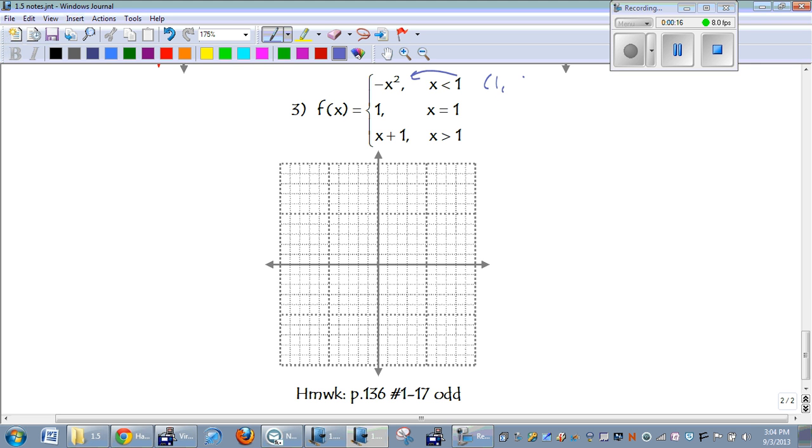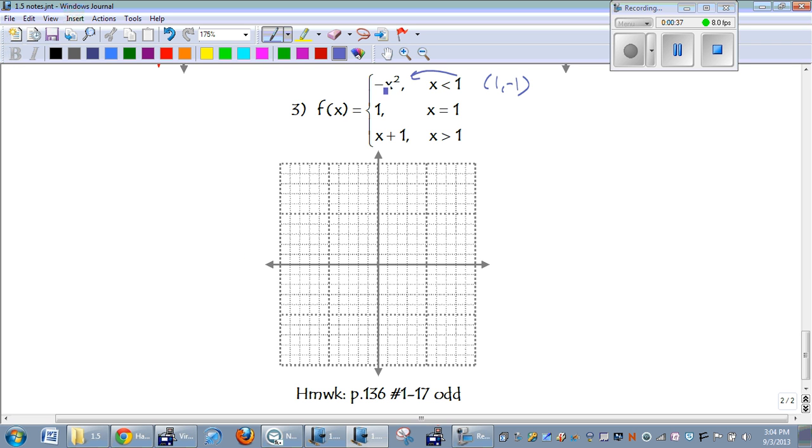Even though we know that's going to be a hole because it's not going to be included, or at least an open circle to start with. We don't know if it's a hole for sure, but it's not included in this part of the graph because x has to be less than 1. But if we put 1 in there, 1 squared is 1, negative out in front makes it a negative 1.